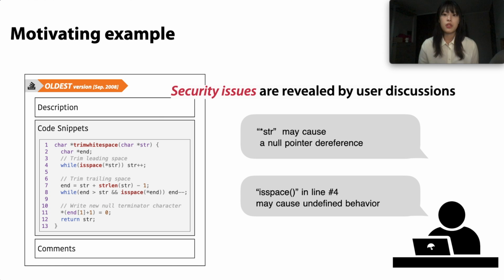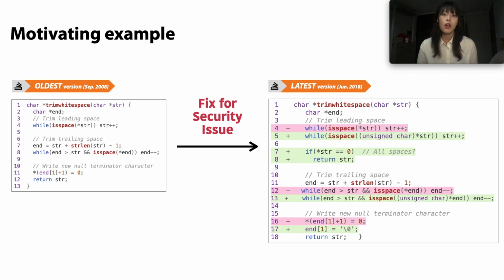The first answer post has adequately addressed the question in terms of functionality. However, user discussions revealed that the post had security issues such as null pointer dereference issue and undefined behavior issue. And these issues can compromise software security and functionality. Applying those comments, the code snippet was finally patched with a safe version in 2018. Like this motivating example, it is important to discover insecure code snippets in advance.